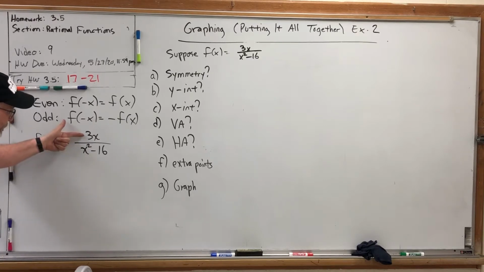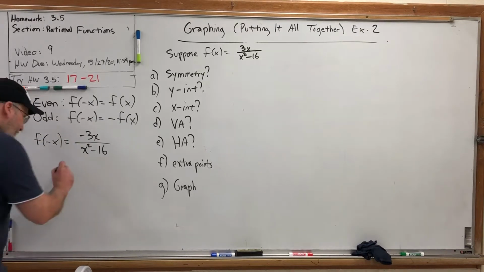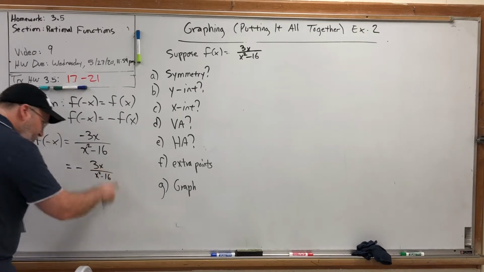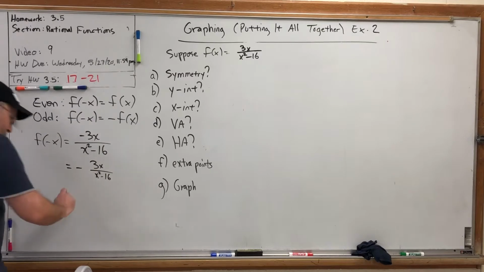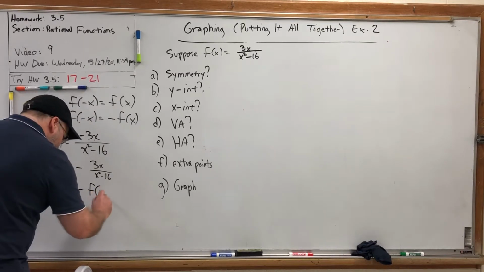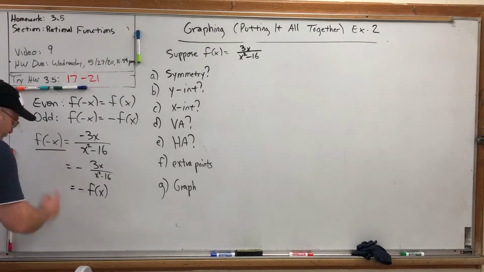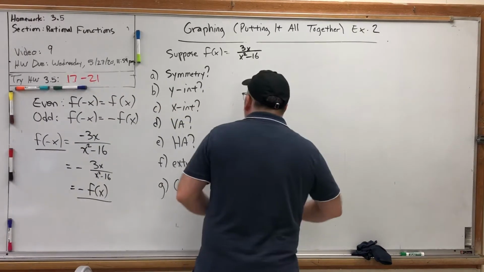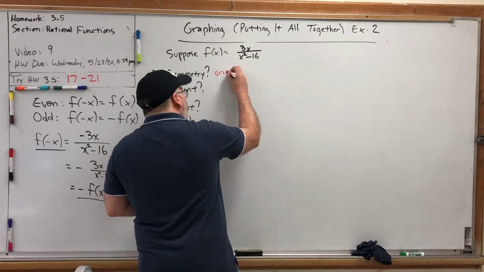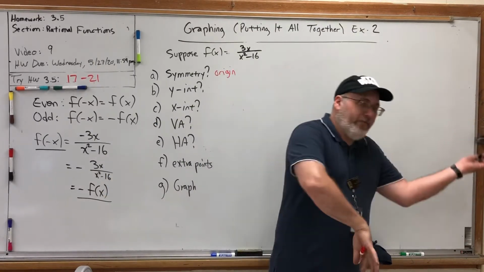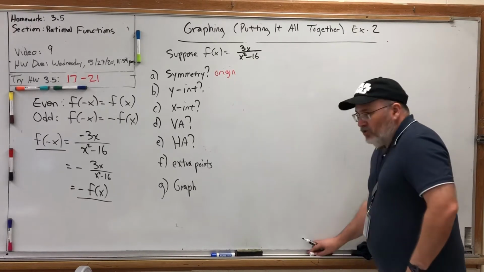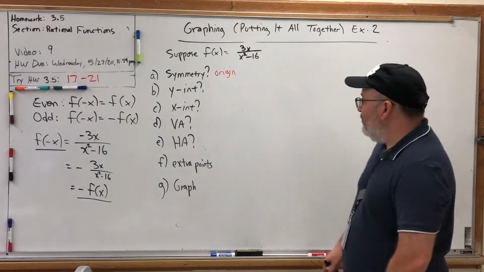Except for that negative. Wait, if we pull the negative off in front, we get the negative of the original function. F of negative x equals negative f of x is the definition of an odd function. And an odd function has origin symmetry. And remember what that means: that the right half of the graph can be rotated 180 degrees to get the left half. We can use that as a graphing aid or to make sure that our graph looks good at the end.